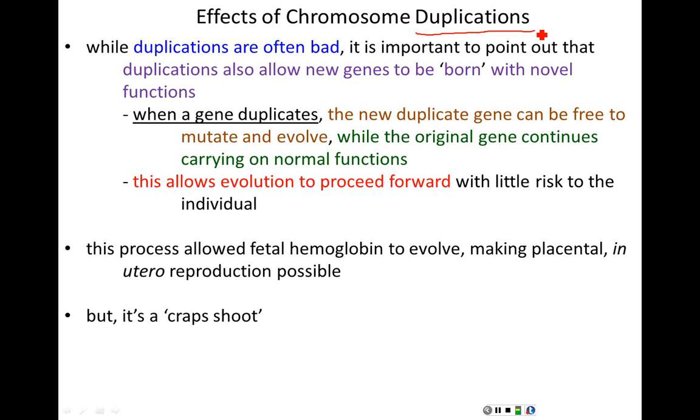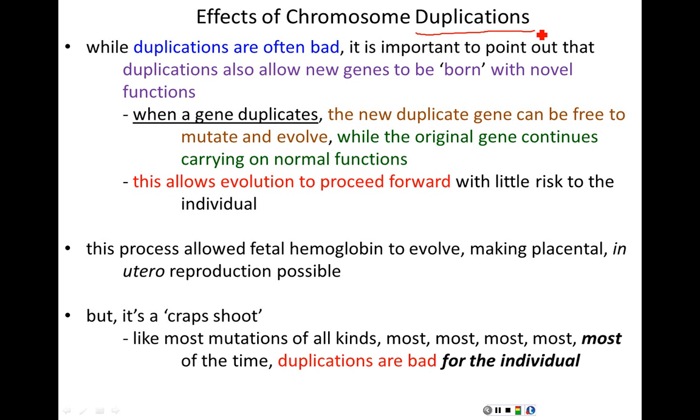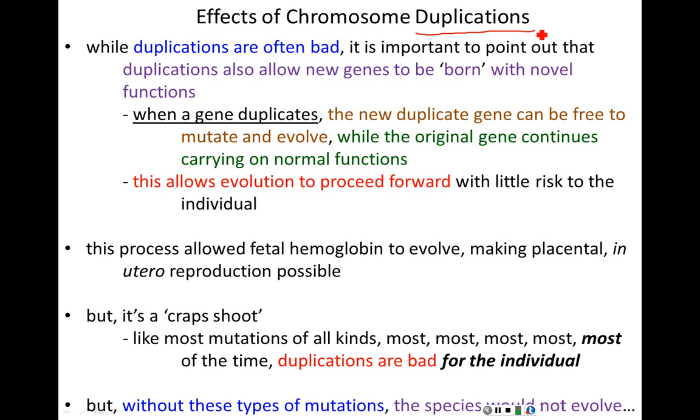But it's important to note that not every story ends as well as the hemoglobin story. It's a crapshoot anytime you do this. Like most mutations of all kinds, this is chromosomal rearrangement mutations as well as the smaller individual DNA sequence mutations. Most of the time, mutations, including duplications, are bad for the individual. So most of the time, the individual suffers as a result of the mutation.